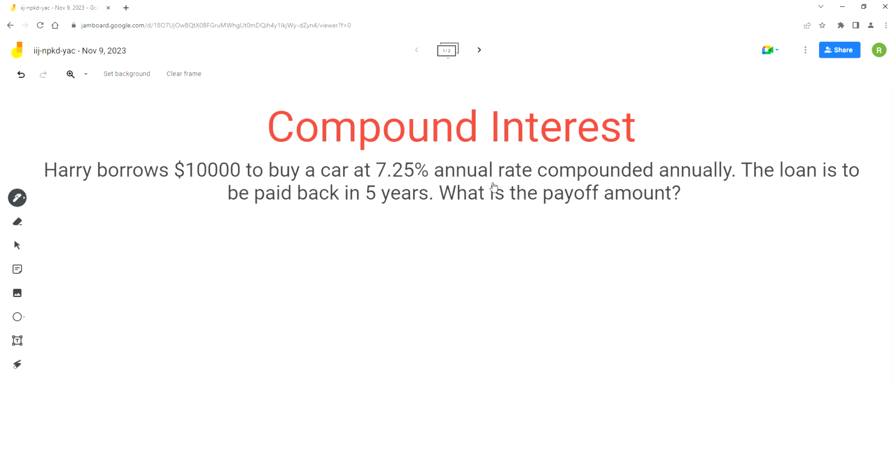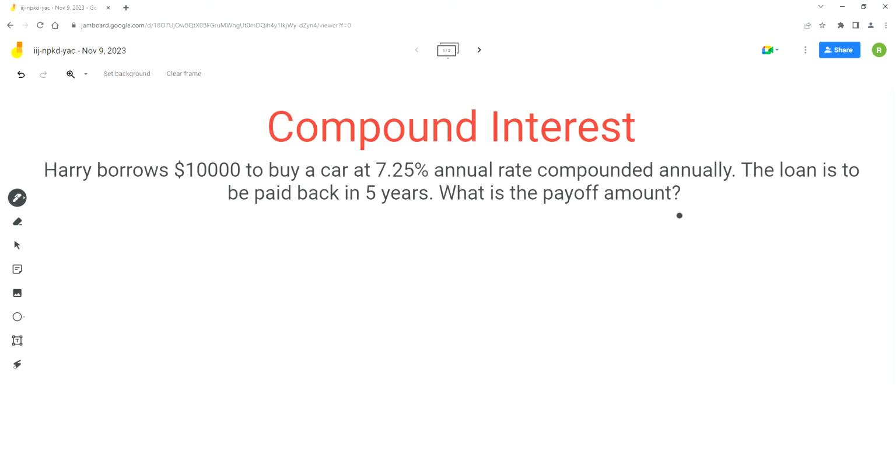Hello everyone. So in today's video, we'll go over a problem for which we'll use the concept of compound interest. So let's go over the problem. Harry borrows $10,000 to buy a car at 7.25% annual rate compounded annually. And the loan is to be paid back in 5 years. What is the payoff amount?